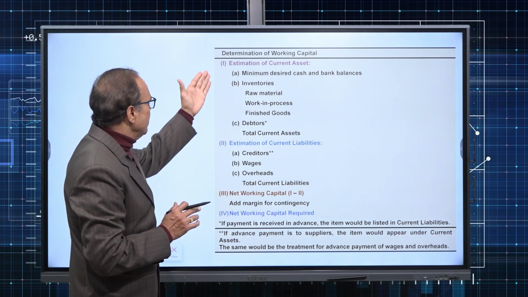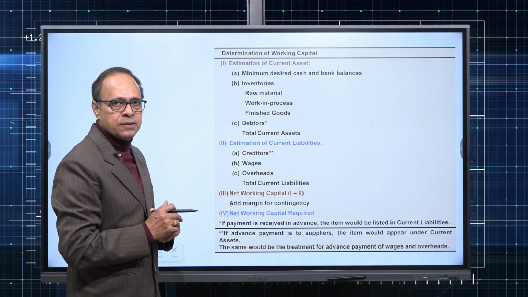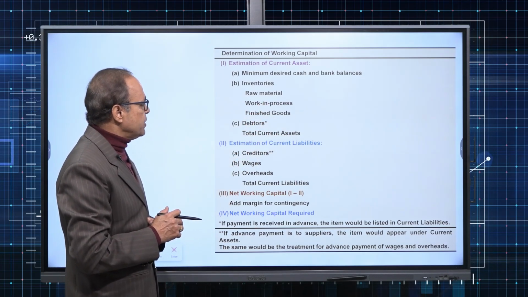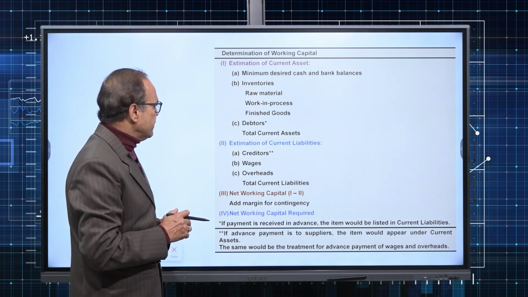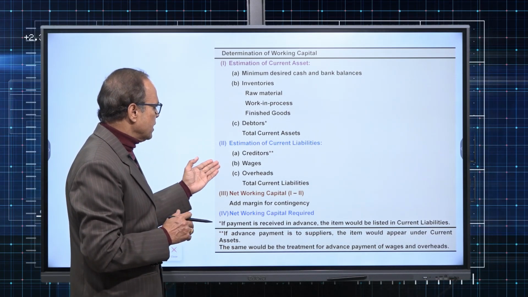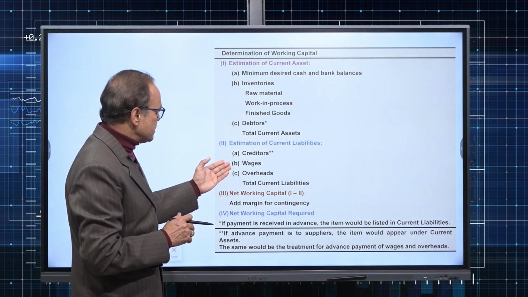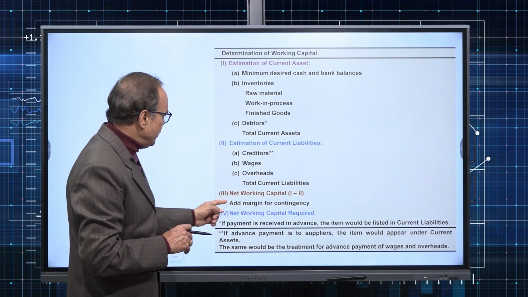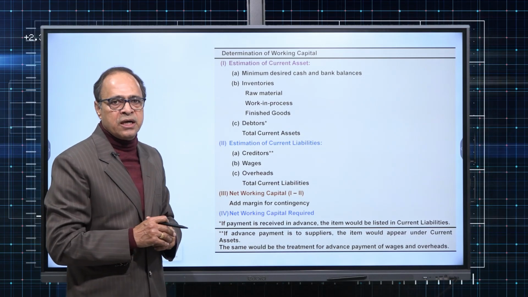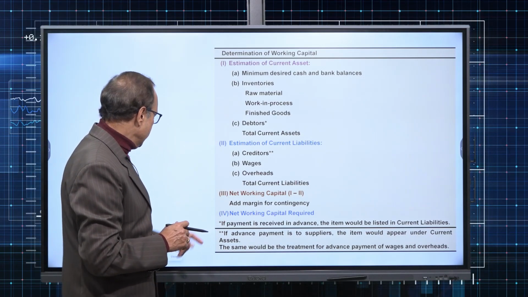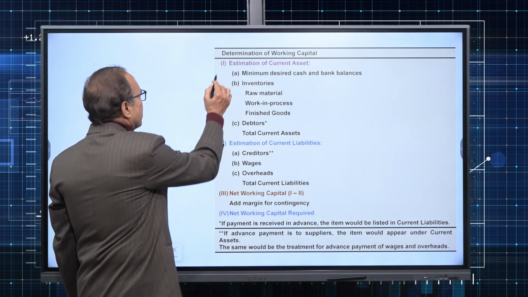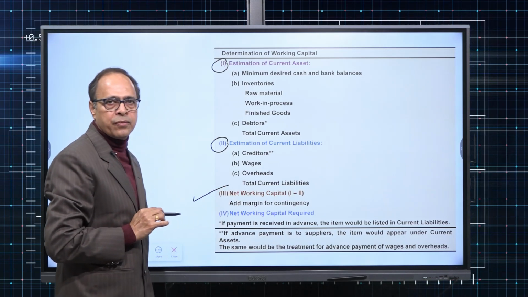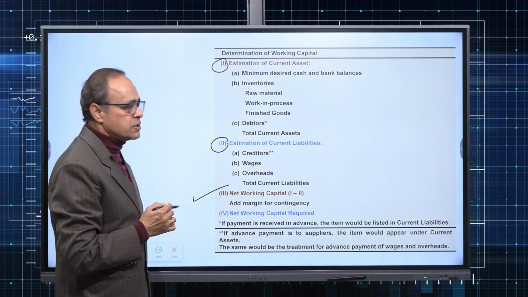Now, what is the flow? We have estimated all the current assets, just plug in the values. Raw material, work in progress inventory, finished goods inventory, debtors, then estimation of current liabilities, creditors, wages, overheads, total current liabilities are there. Then we have difference between total current assets and total current liabilities. That means difference between number 1 and number 2 is net working capital. So that is total current assets minus total current liabilities.